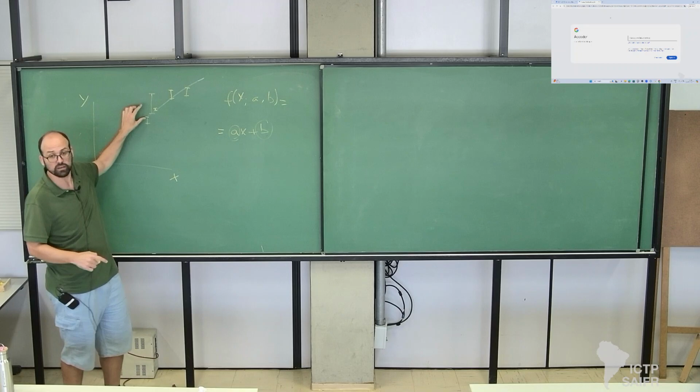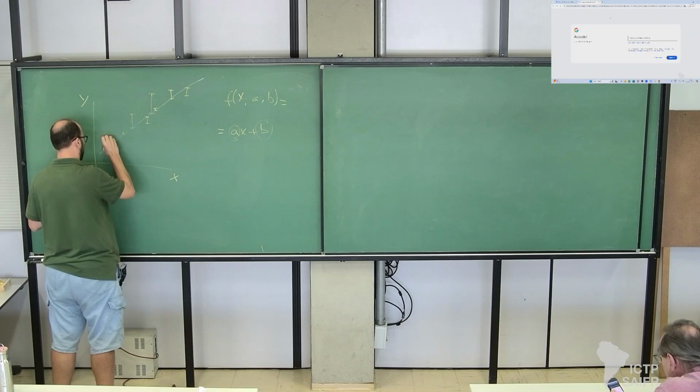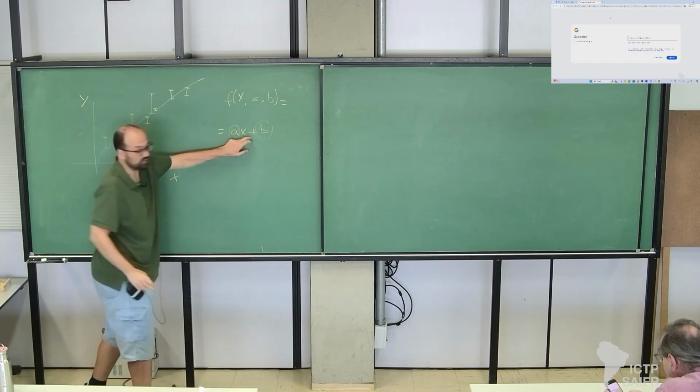So what is the probability, assuming that this model here is the true model, of having observed all of these points like this? So this is likelihood. Likelihood is going to be a probability.